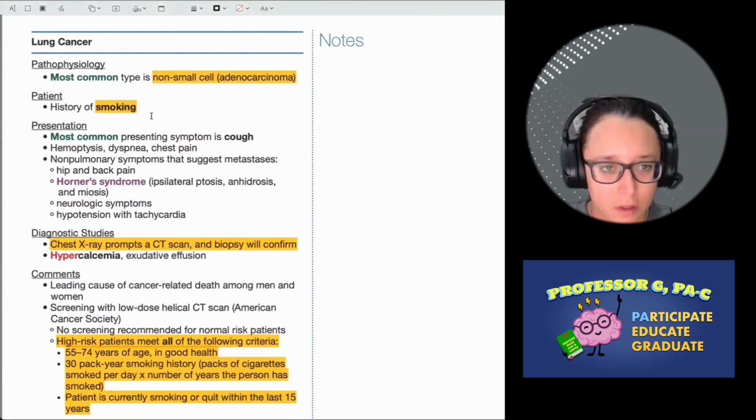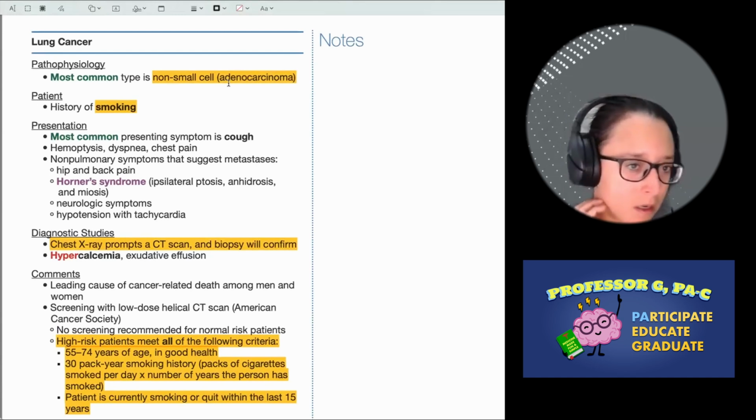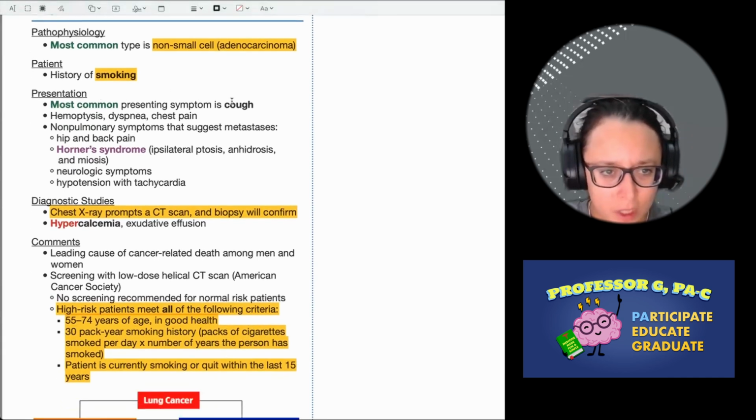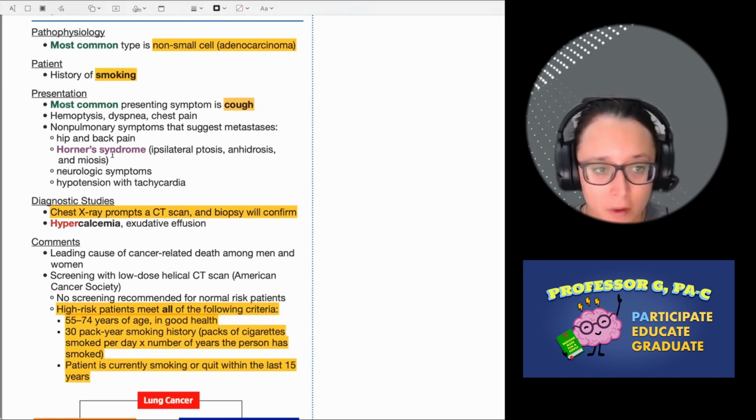Lung cancer. So most common type is the adenocarcinoma, which is part of the non-small cell category. And history, smoking is the major risk factor that we have for it. It says the most common presenting symptom is cough, probably a chronic cough. Other things that go along with it related to the lungs: coughing up blood, shortness of breath, some chest pain. And then other things, we know when we have cancer, they usually give us more of the systemic things like weight loss. They'll also give us these extra pulmonary symptoms.